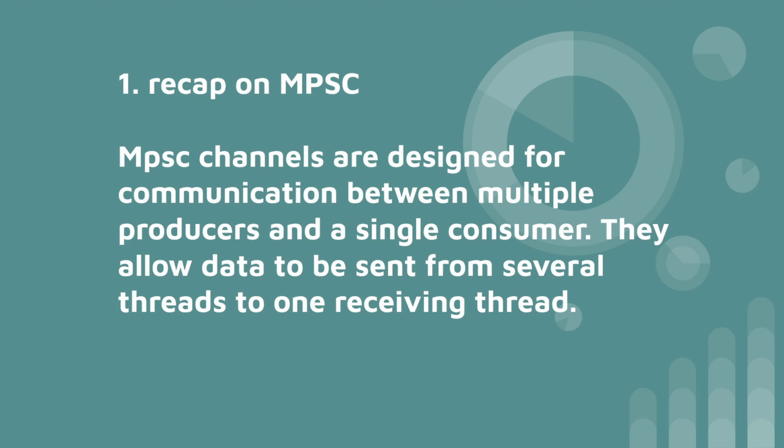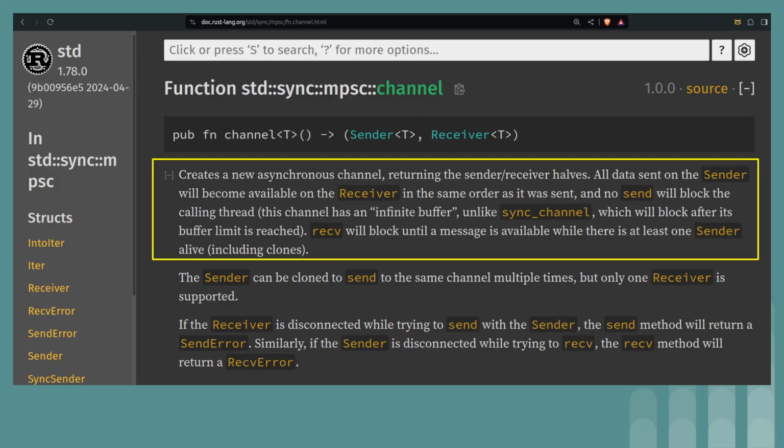So just a quick recap. Channels are designed for communication between multiple producers and one consumer. They allow data to be sent from several threads to one receiving thread. Great. So this is the Rust standard documentation. This is the standard sync MPSC channel, because you can also get a Tokio one with a similar name. What it does is it creates a new asynchronous channel, returning the sender and receiver halves. All data sent on the sender will become available on the receiver in the same order as it was sent.